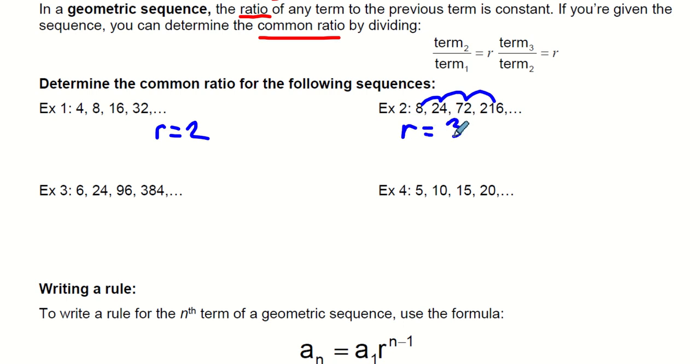Again, I could have gotten that by choosing any term, let's say 24, and dividing by the previous term.